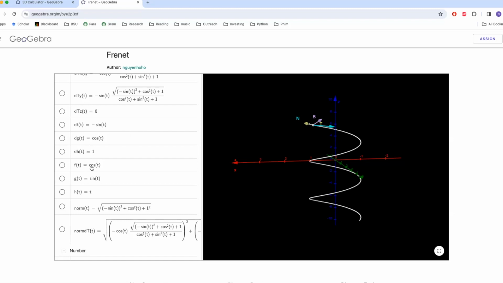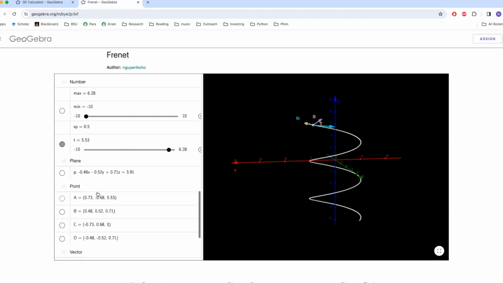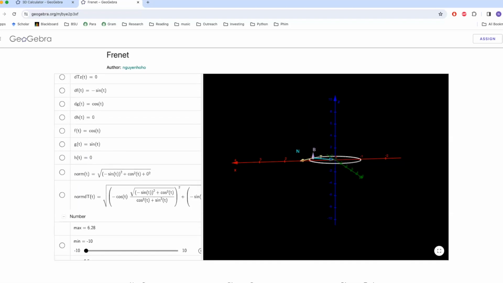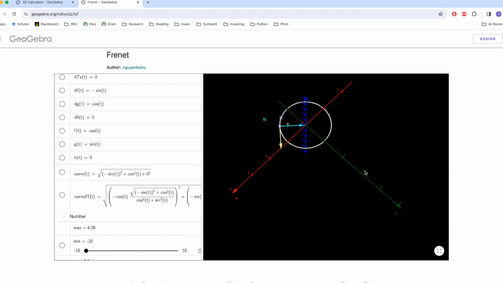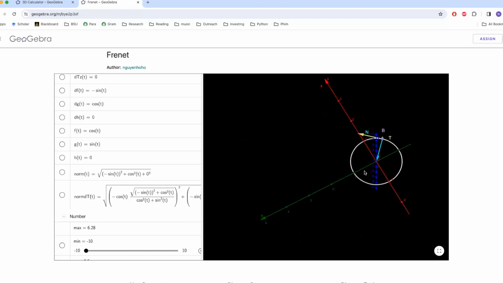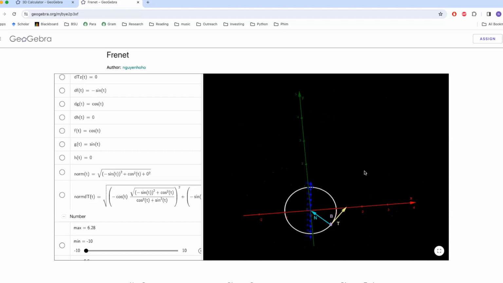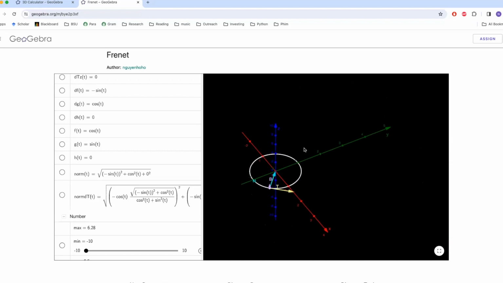So let me change this to 0. Okay, so you have a circle right here. All right, so you have the blue vector is the normal vector, the yellow vector is the tangent vector, and the purple vector is the binormal vector. Okay, now let's stop there.